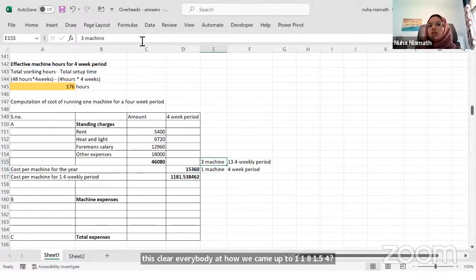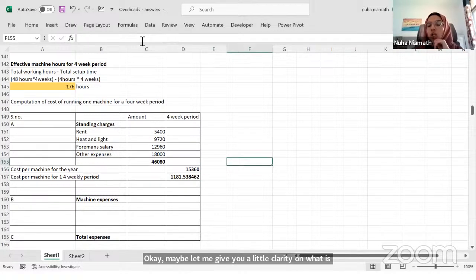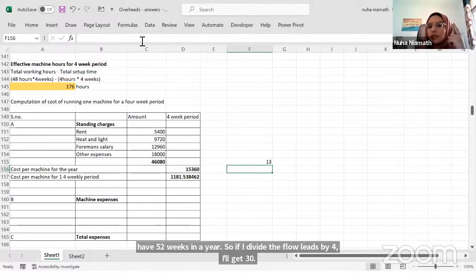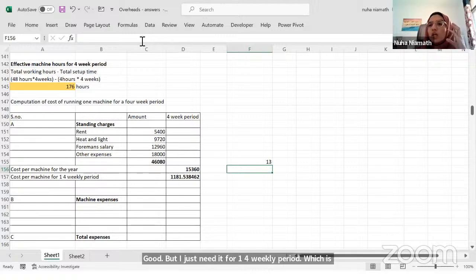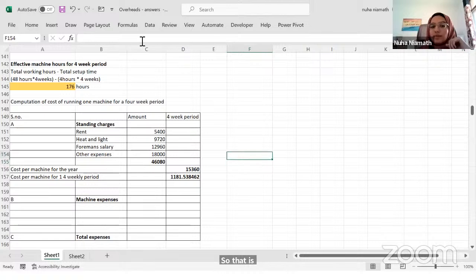Maybe let me give you a little clarity on what this 13 4-weekly period and 1 4-weekly period are. You know that every month has 4 weeks, correct? Generally, every month has 4 weeks. So in a year, we end up having 52 weeks. If I divide 52 weeks by 4, I'll get 13, correct? But I just need it for 1 4-weekly period, which is technically like 1 month. So that is why, instead of 13, I just need 1, and I divide by that 13.